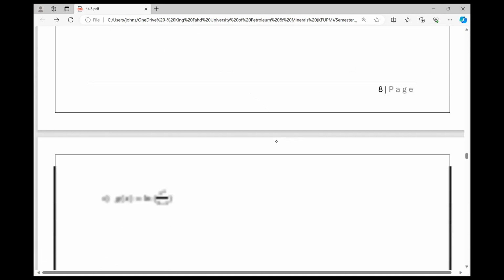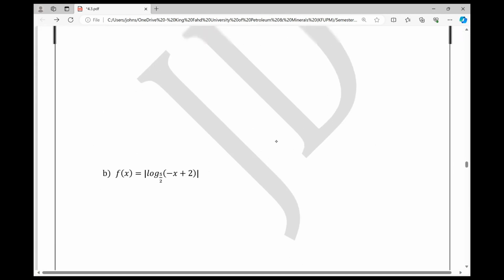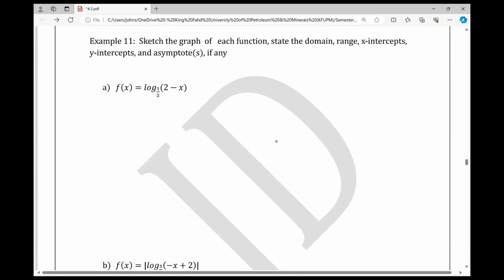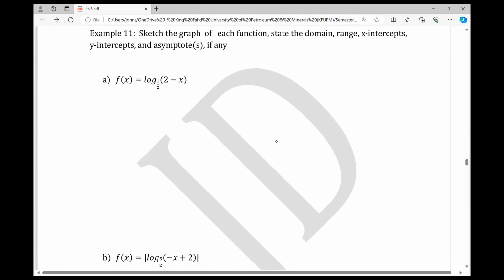So before we do this domain here, we will come back to solve this problem. Let's just go and complete the questions about the graphing. So let's do example 11. Example 11 asks us to sketch this graph, and we want to find the domain, the range, the x-intercepts, the y-intercepts, and the asymptotes.